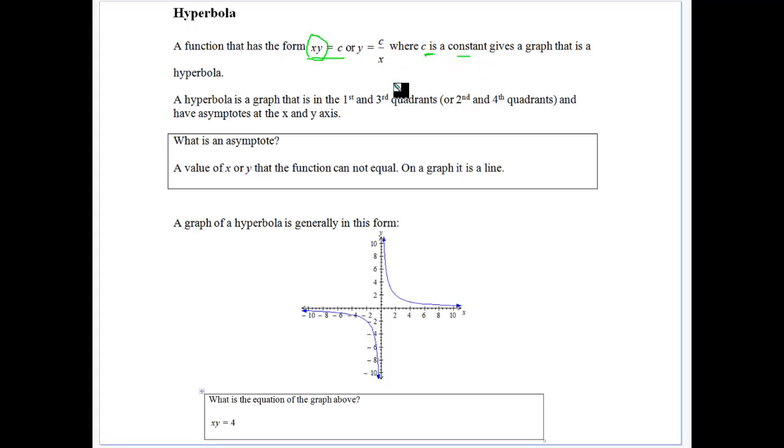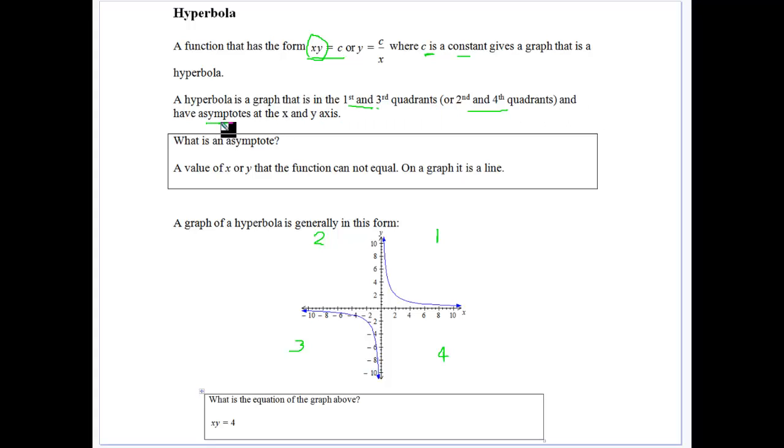So what are the other features of this graph? Well, when c is positive, the graph is going to be in the first and third quadrants. What do we mean by the first quadrant? That's the first quadrant, that's the second, that's your third, and that's your fourth quadrant. So it's going to be in the first and third quadrants, or it could be in the second and fourth quadrants if it's a negative function.